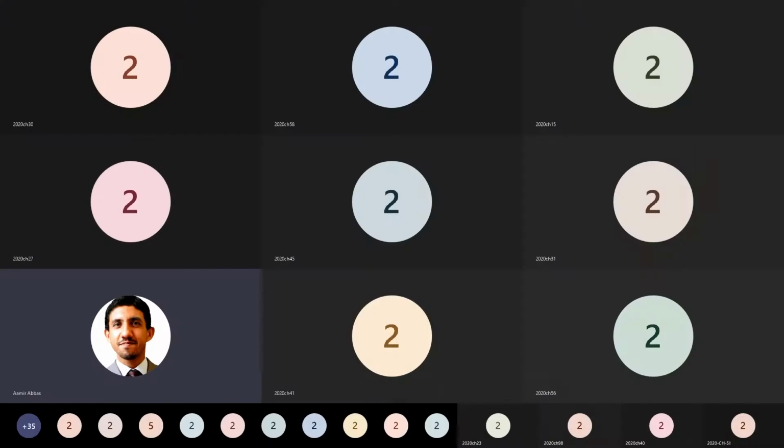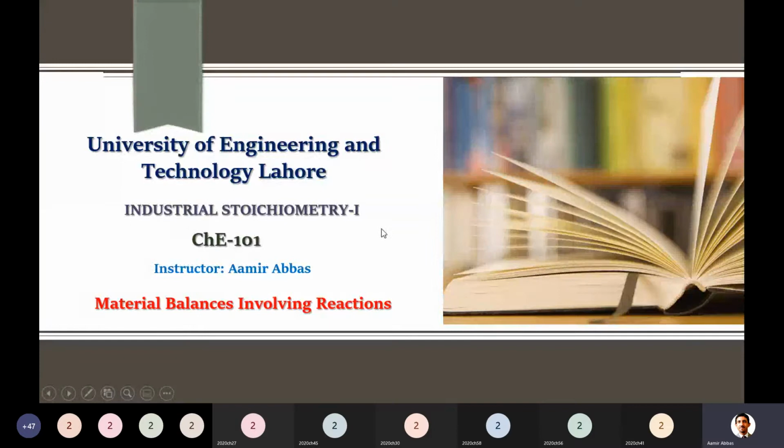We are discussing material balance which involves reactions. Up to here, in the last two to three lectures, we have covered mostly the basic terminologies which you will come across when reactions are involved in material balance. So that was basic stoichiometry, stoichiometric coefficients, stoichiometric ratio. Whenever one of those is given, how to find the other.